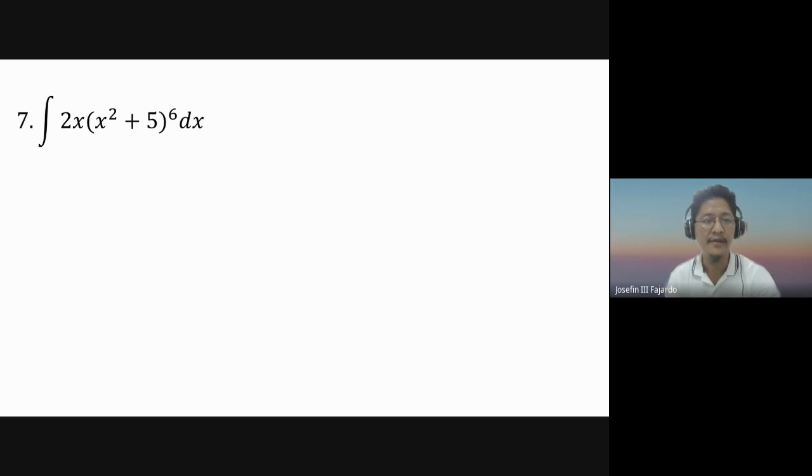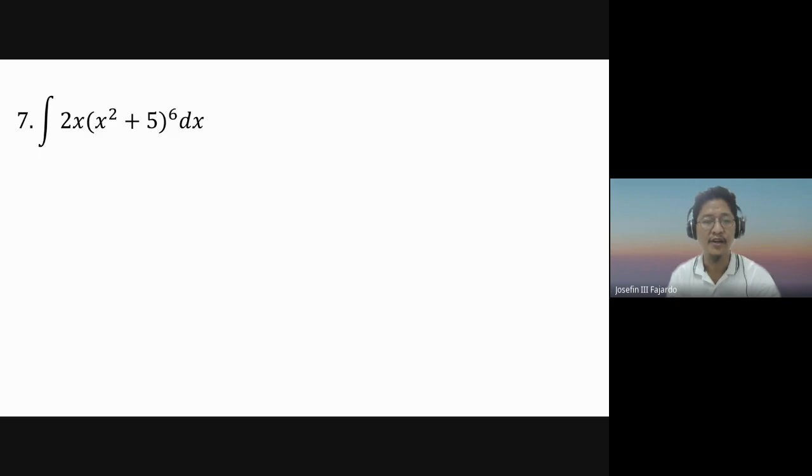Okay, so we have here the integral of 2x multiplied by x squared plus 5 quantity raised to 6. Okay, ito medyo hindi na siya kamukha ng una. Mapapansin niyo meron na tayong product. So kapag may nakita kayong product, since wala tayong product rule or quotient rule sa integrals, automatic na sa atin na meron tayong kailangan gawin muna bago tayo mag-perform ng integration.